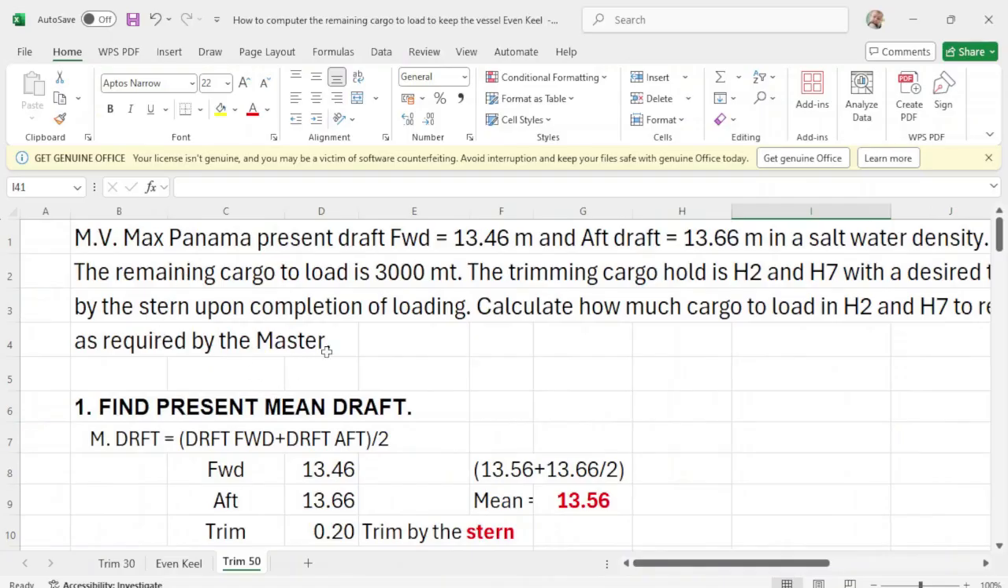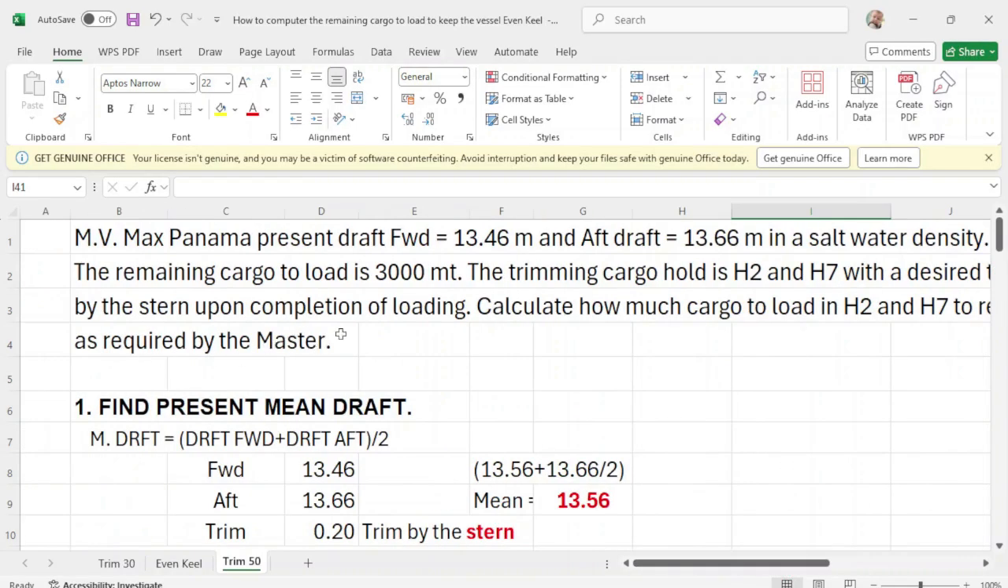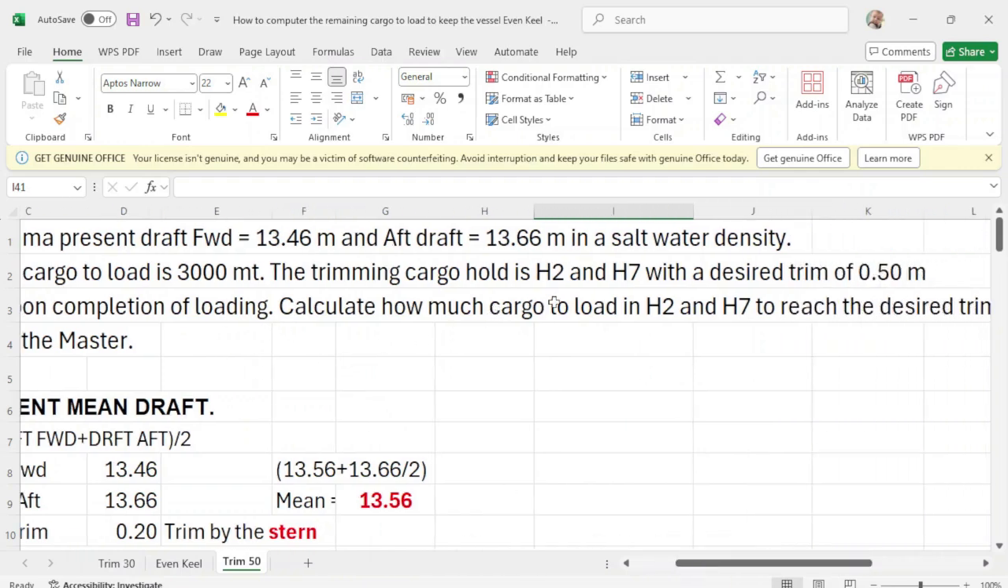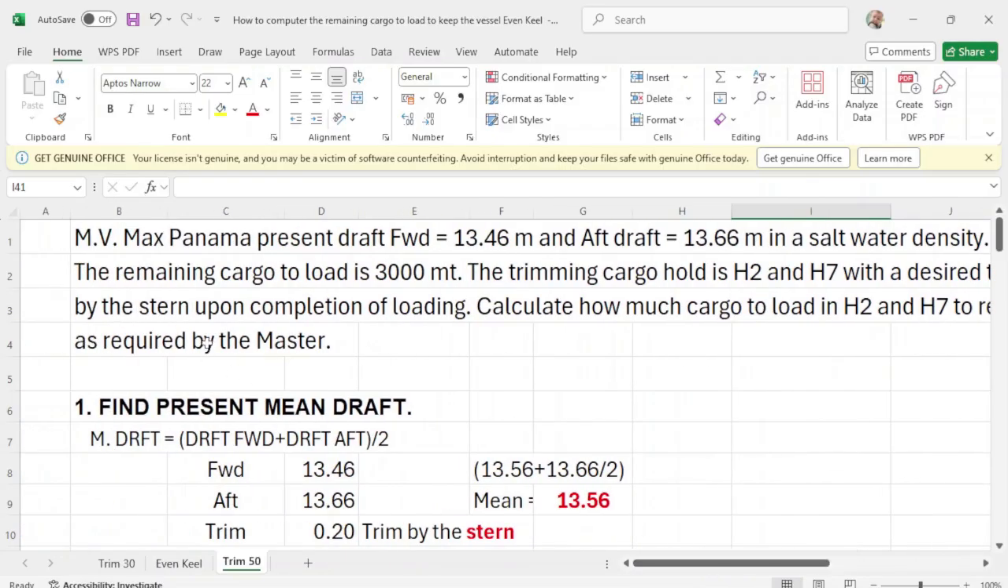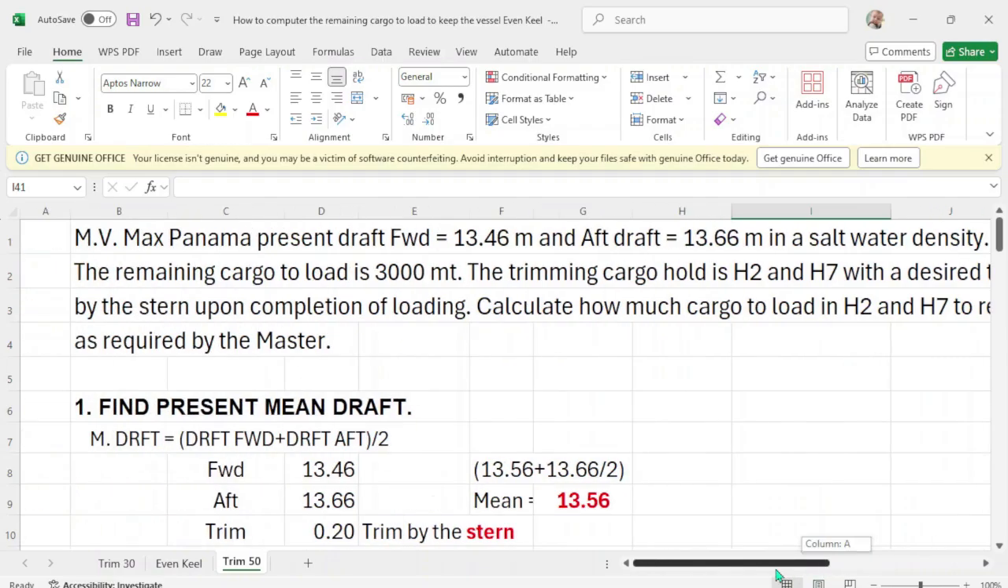MV Max Panama present drop is forward 13.46 and aft drop is 13.66 in salt water density. The remaining cargo to load is 3,000 metric tons, and the trimming cargo holds are hold number 2 and hold number 7, with the desired trim of 50 centimeters. That is the target trim by the stern upon completion of loading. Calculate how much cargo to load in hold number 2 and hold number 7 to reach the desired trim, as required by the master.